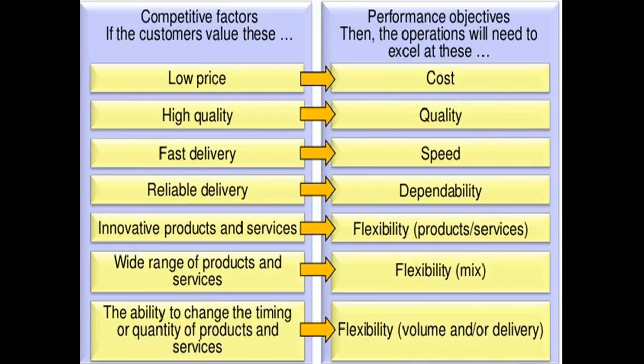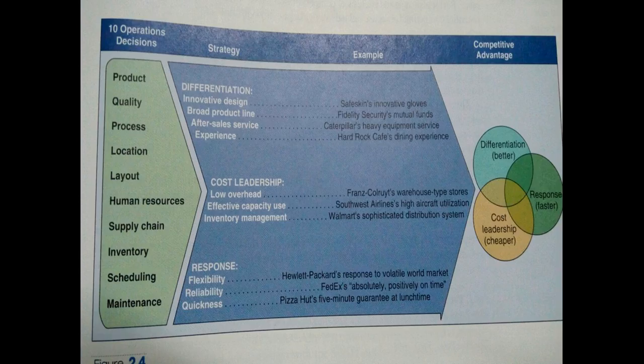Wide range of products and services, again flexibility, mix of products should be available, and the ability to change the timing or quantity of products. There the operations should be flexible in volume or delivery. So in your book you can see this picture. This same slide has been represented in a different form, where you can see the product, quality, process, location, layout, human resources, till maintenance.